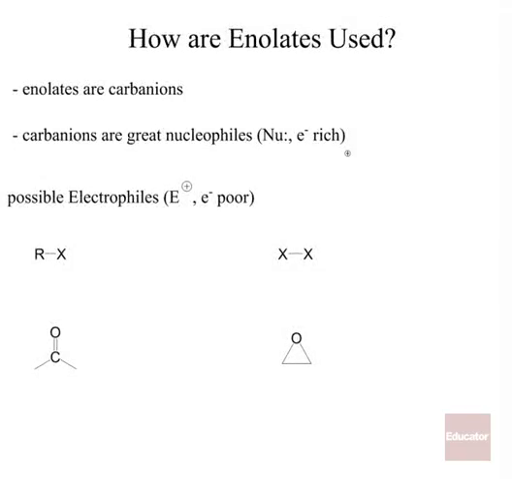So now that we've taken a look at how to make enolates, what's the mechanism, what kind of bases can we use, what types of alpha protons are going to be acidic, what would we do with an enolate? How are they used? Well, they're carbanions. They're examples of carbons with a negative charge, which makes them good nucleophiles. Anything that's electron rich is going to be a good nucleophile, and so we're going to react it with a variety of electrophiles. Electrophiles are things that are electron poor, things like an alkyl halide.